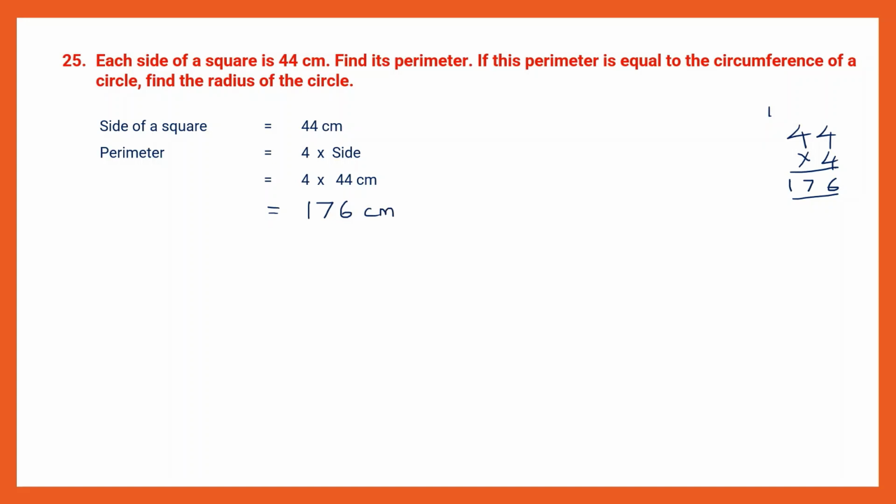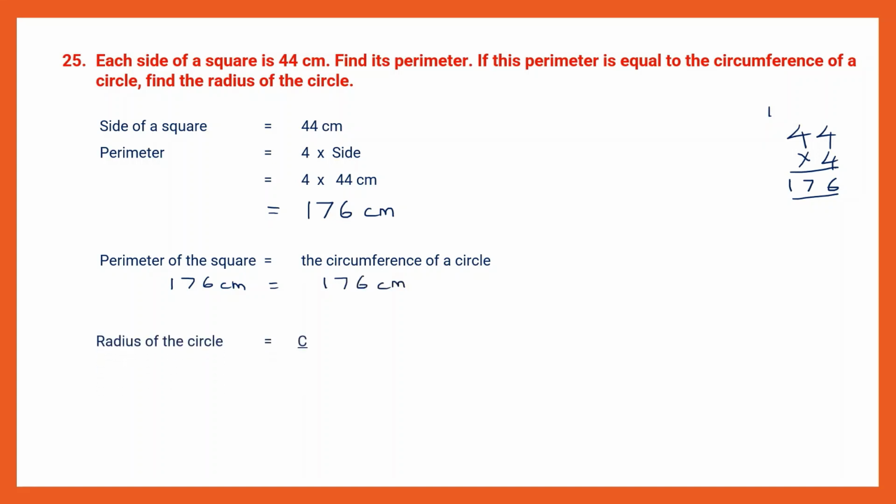Now, let's continue with the question. If this perimeter, that is what we have found now, is equal to the circumference of a circle. So this perimeter of the square is equal to the circumference of the circle. Then from that we must find the radius of the circle. So we need to understand our question. So we need to go very slow. Okay. Now perimeter of the square is equal to the circumference of the circle. So that means perimeter is 176 centimeters and the circumference of the circle is also 176 centimeters. Both are the same.